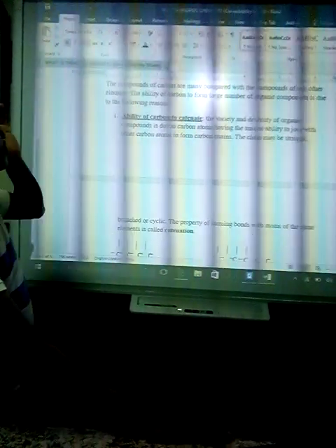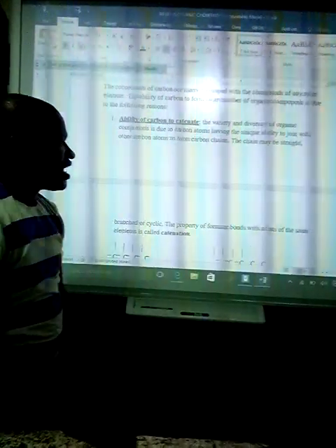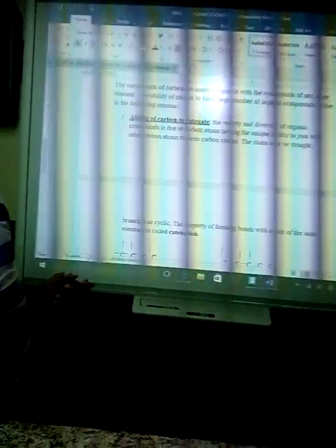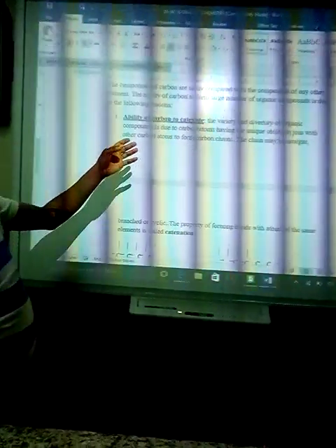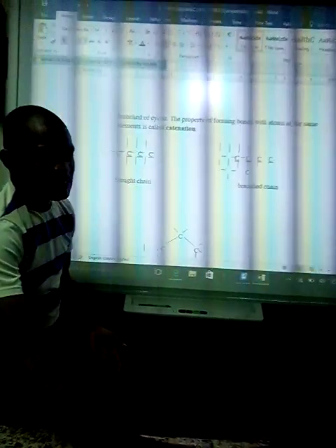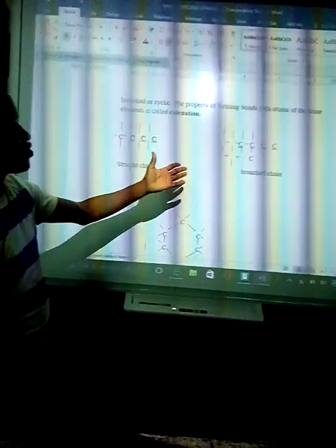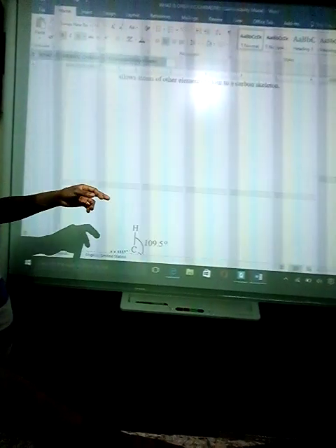Why are organic compounds many? There are several reasons. The first is the ability to catenate. Catenation is the property of forming bonds with atoms of the same element. A variety and diversity of organic compounds are formed because of this ability to catenate. So we have straight chain, branched chain, and the cyclic form.